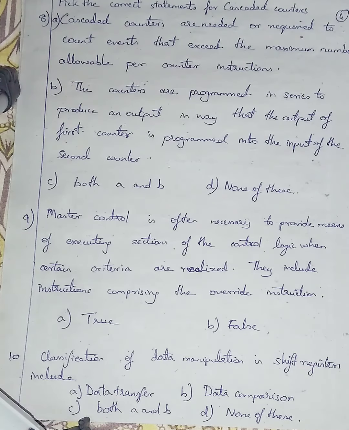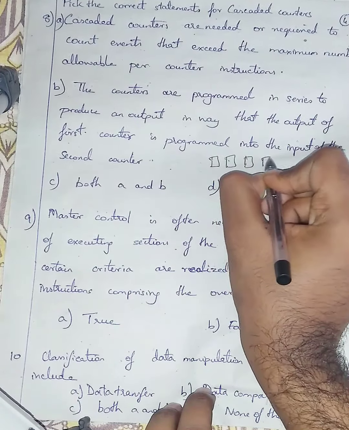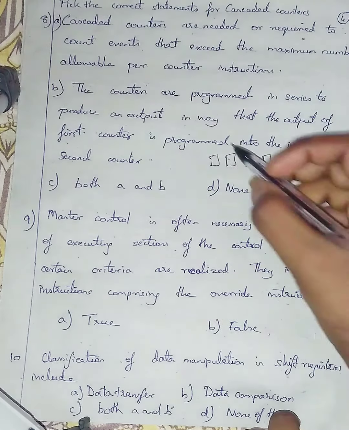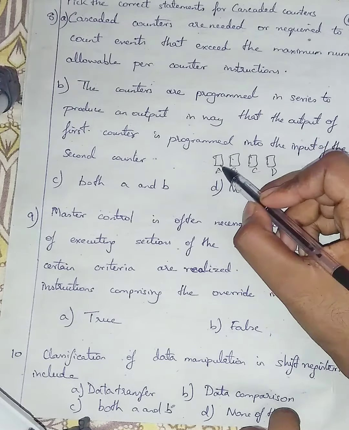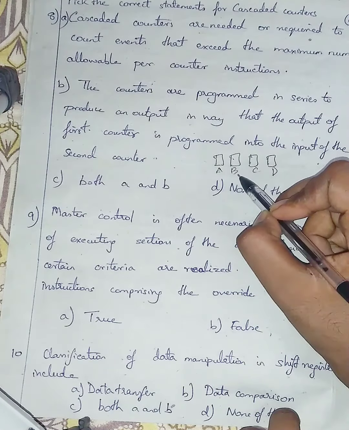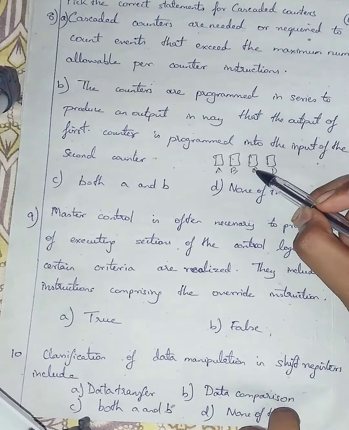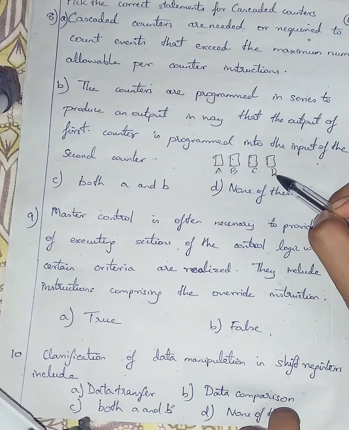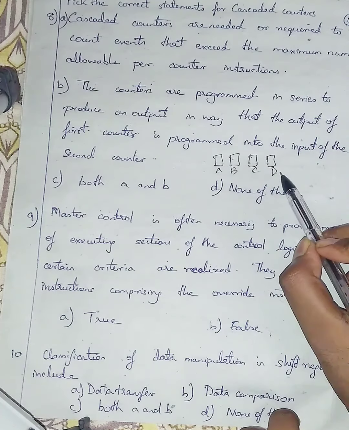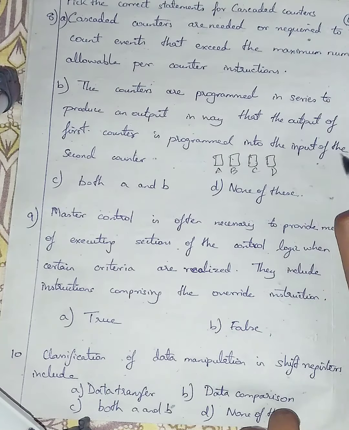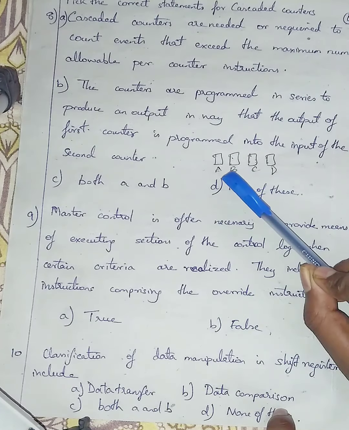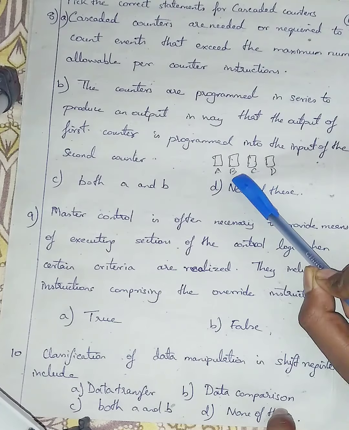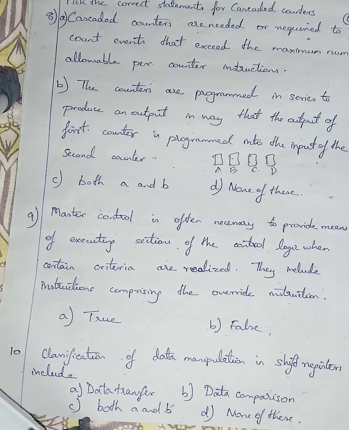How is this counting done? Suppose there is a series of counters, and each counter can count till 1000. I'm naming them A, B, C and D. If A has counted 1000, then the B counter starts from 1001 till 2000. Then C will count from 2001 to 3000. Then D will be counting from 3001 to 4000. Thus, you can count up to 4000. If you need 5000, then you can add counters. In this case, the output of A is given as the input of B: the output of A is 1000, and 1000 plus 1 is 1001. From 1001, we are counting from B. So I'm going with option C, both A and B.